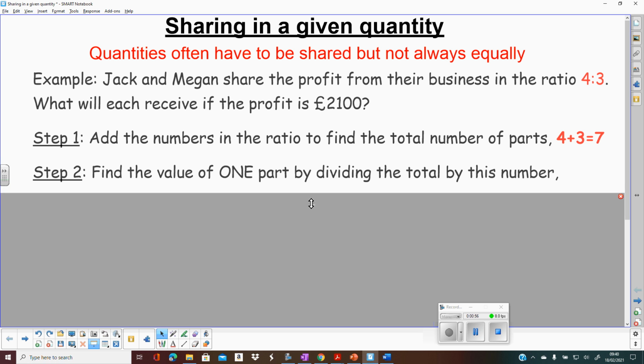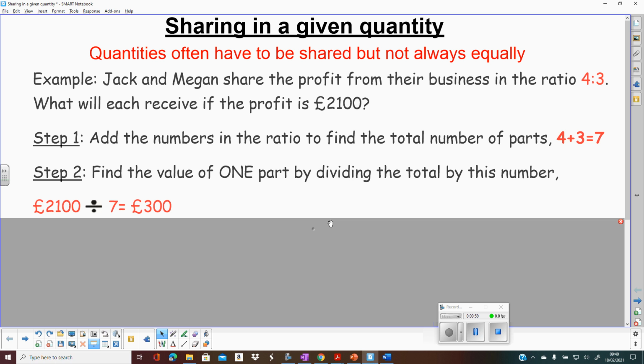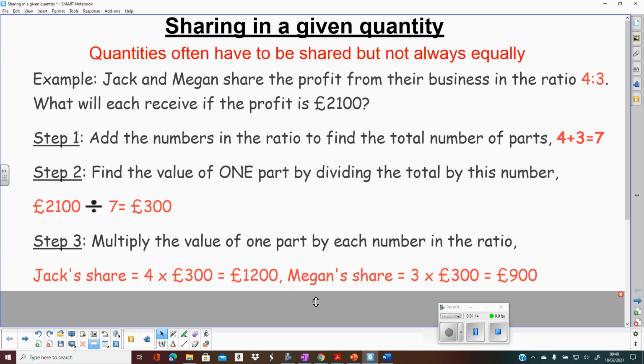The second step, find the value of one part by dividing the total by this number. We know that the total is £2,100, so we're going to divide that by the total number of parts, 7. That means that each part is worth £300. We're now going to multiply that one value part by each number in the ratio. Jack's share is 4 parts and Megan's share is 3 parts. So Jack has 4 times £300, which is £1,200, and Megan has 3 times £300, which gives her £900.